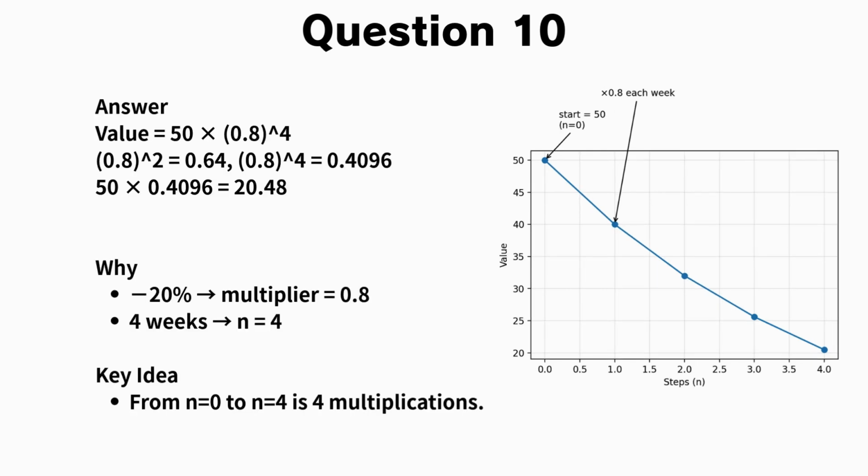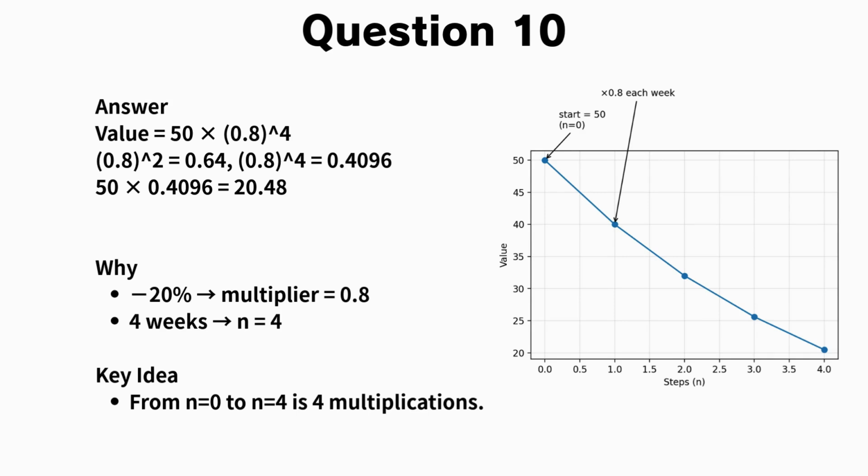Question 10. Solution. This is exponential decay, because the balance changes by a constant percent each week, not by a constant amount. Start with the initial value, $50. A decrease of 20% each week means you keep 80% each week. So the weekly multiplier is 0.8. Now focus on the phrase, after 4 weeks. That means the multiplier is applied 4 times. So the model is, balance equals 50 times 0.8 to the 4th power.